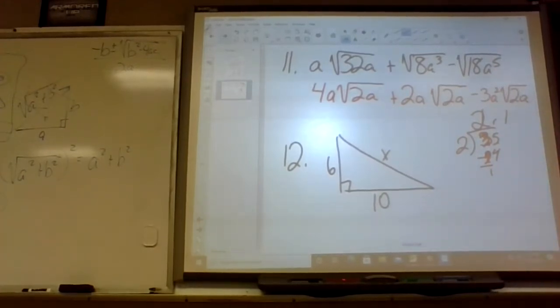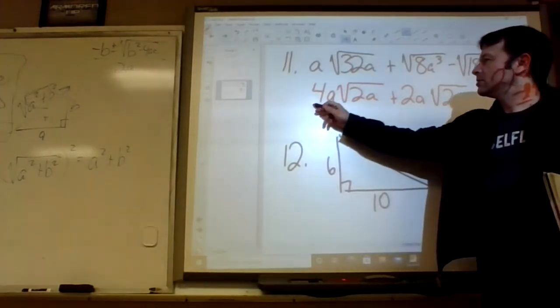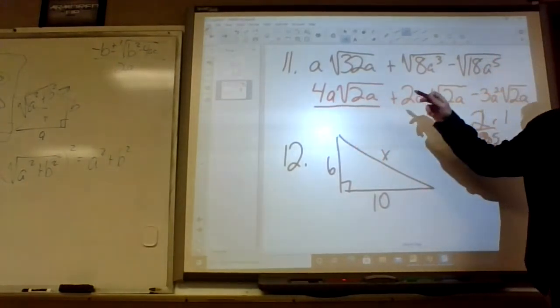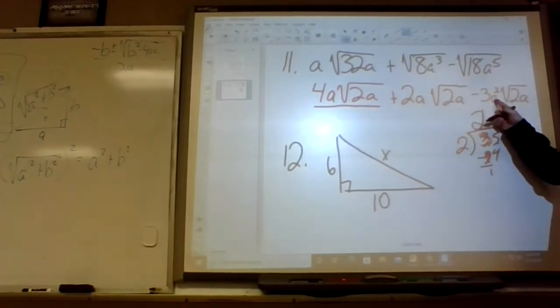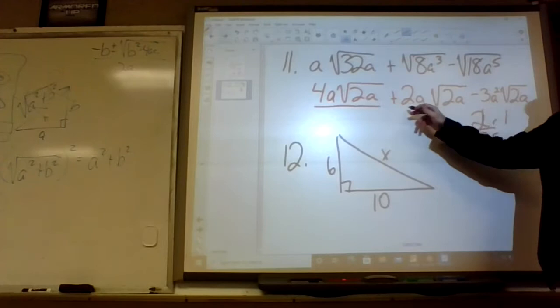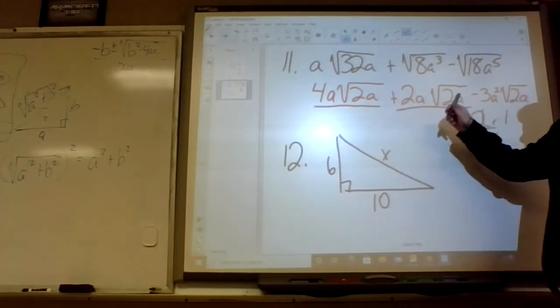Okay, we can add and subtract like terms. Are any of these like terms? They're actually not all like terms. Only one is squared. The a squared makes this one different. But these two are the same, right? So it'd be 6a squared.